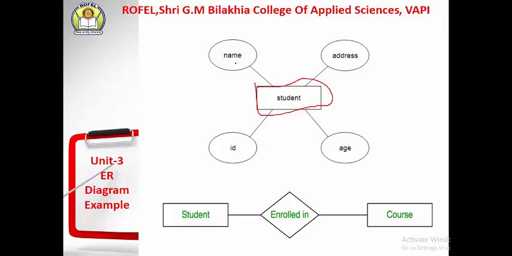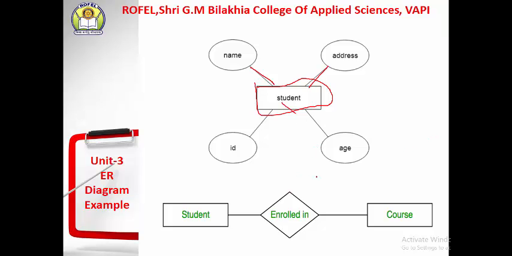All the fields of the student table, name, address, age and ID, student ID, student age, student address, student name, all are known as student attributes. So all attributes are represented in this oval shape, and this line between the attribute and the entity represents the link between the attributes and the entities. It shows you the relationship between the attribute and the entity.